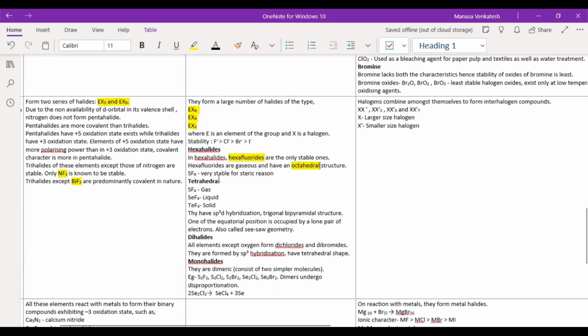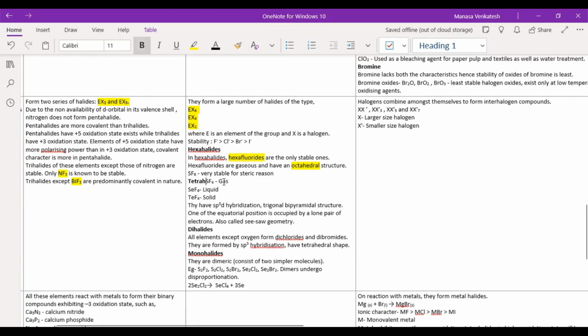Next, SF6 is actually very stable for steric reasons. Oxygen can't form a hexafluoride, because of the unavailability of d orbitals. Sulphur, on the other hand, can. And there will not be a lot of steric hindrance in the case of SF6, and because of that, it is stable. Now, SF4 is a gas, SeF4 is a liquid, and these are tetrahalides.